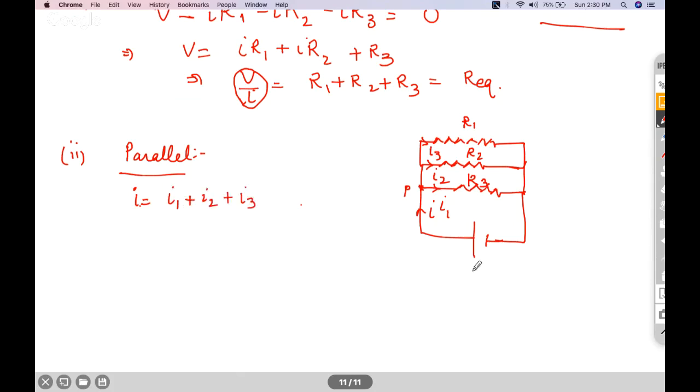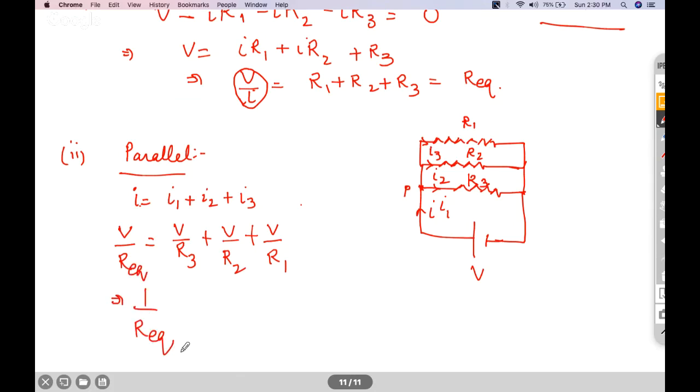So if this is V, I can be written as V by R, and I1 can be written as V by R3. I2 can be written as V by R2, and I3 can be written as V by R1. V gets cancelled out. This is R equivalent. So let me write it R equivalent, and I am writing here P because it is in parallel, which is equivalent to 1 by R1 plus 1 by R2 plus 1 by R3, and likewise. So it goes like this.